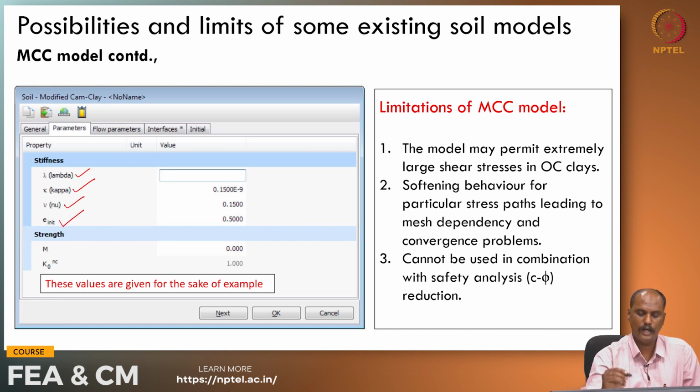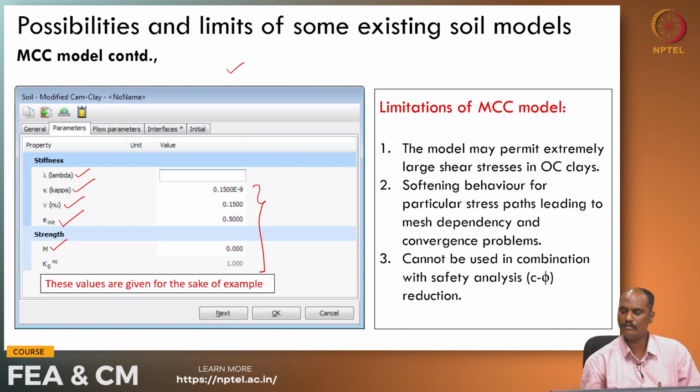So, this window I am projecting from the commercial finite element program, and whatever values I have indicated here in this particular slide are given only for the sake of example and not the exact values. So, this lambda and kappa are the inputs of this model, and then nu the Poisson's ratio, and then the initial void ratio e naught, and then the friction constant, namely M.